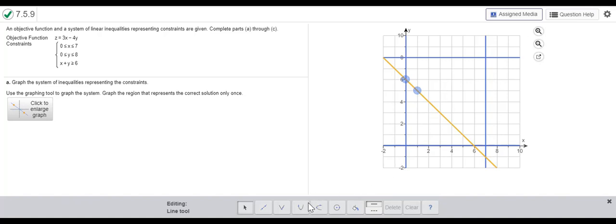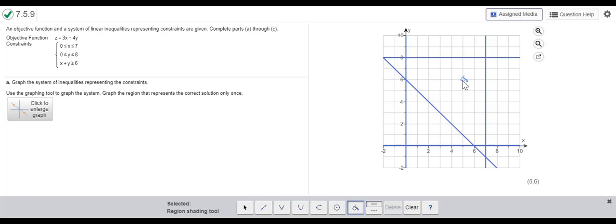Now I need to decide what region to shade in. So I need to come over here and select the fill tool, and the question is which one of these regions am I filling in? Now when I solved this last inequality here for y to put it in slope-intercept form, it was y is greater than or equal to negative x plus 6. So y is greater than or equal to this line. So the y values are greater than this line when we're above it.